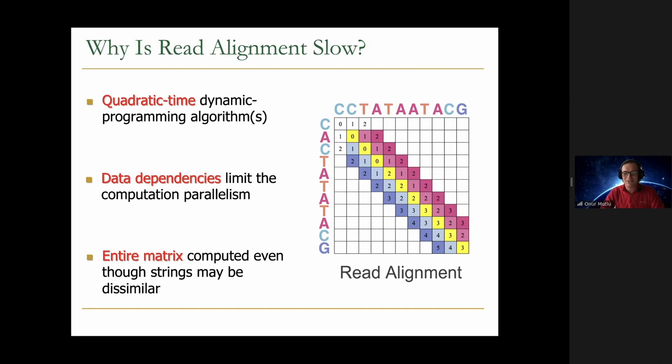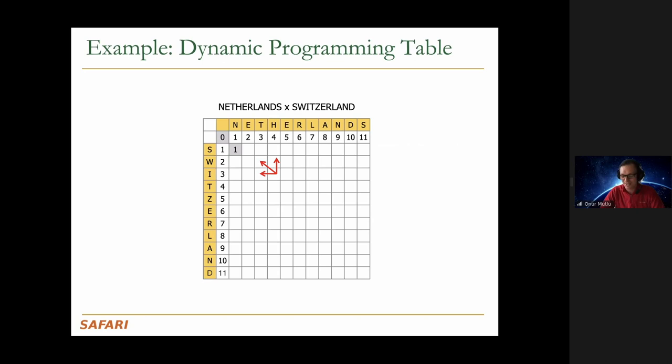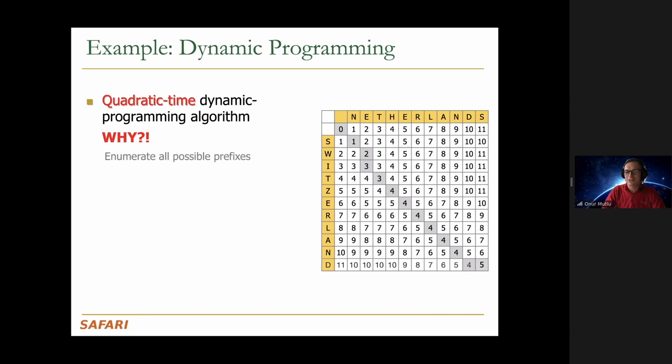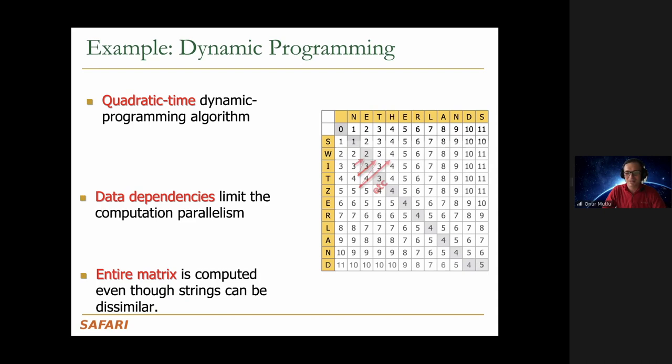So if you go back to the Netherlands versus Switzerland picture over here, you basically fill up the matrix first somehow. And it takes time and space. And then you need to backtrace to figure out what is the minimum and what are the different kinds of edits that you need to do to Netherlands such that it matches Switzerland with the minimum number of edits. So it's quadratic time because you need to enumerate all possible prefixes while you're doing this. And again, I'm not going to go through this dynamic programming. Probably most people who are here have seen dynamic programming.